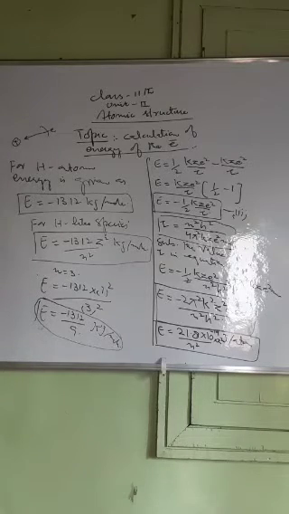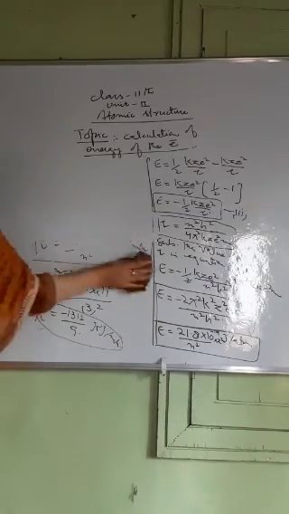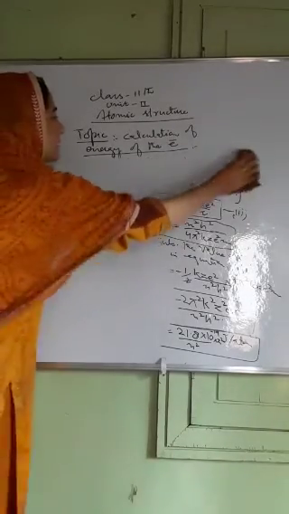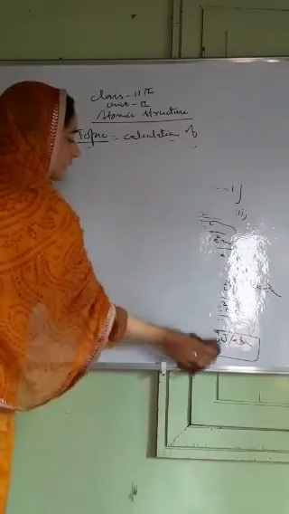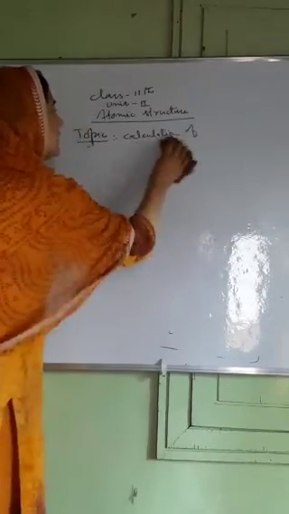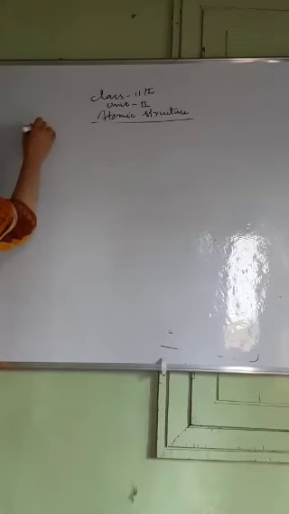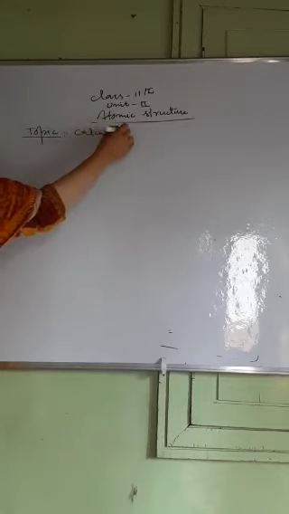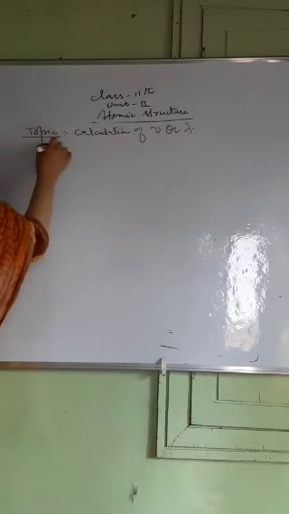Now we have another topic in this, that is the calculation of frequency or wavelength of the electron. This was number first, that's calculation of energy of the electron, and number second, that's calculation of frequency or wavelength of an electron.